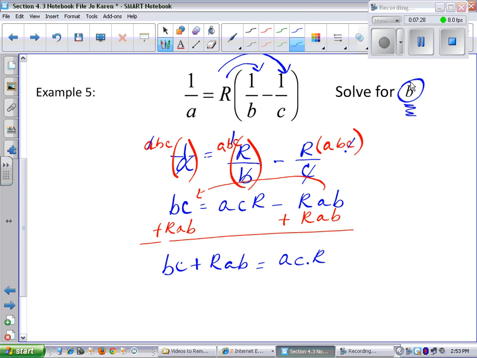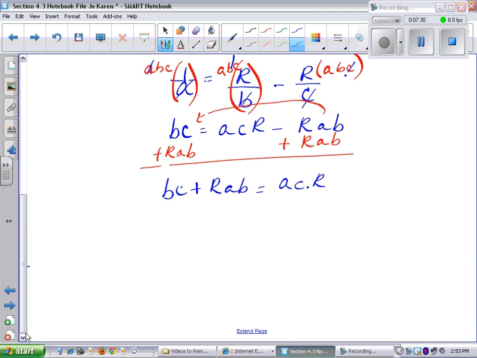Now, there are two terms on the left side that have a B in it. I will be using the distributive property backwards to get the B by itself. Out of the first term, when I isolate the B, I will be left with C. And in the second term, I will be left with RA. Okay, now I have B times C plus RA.